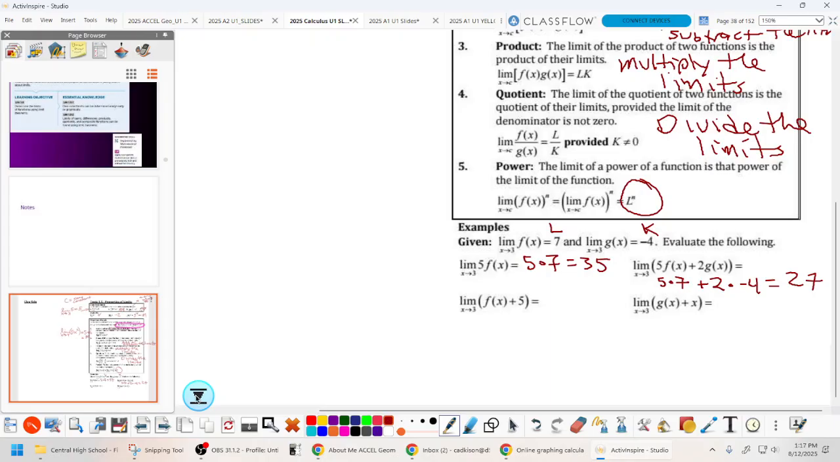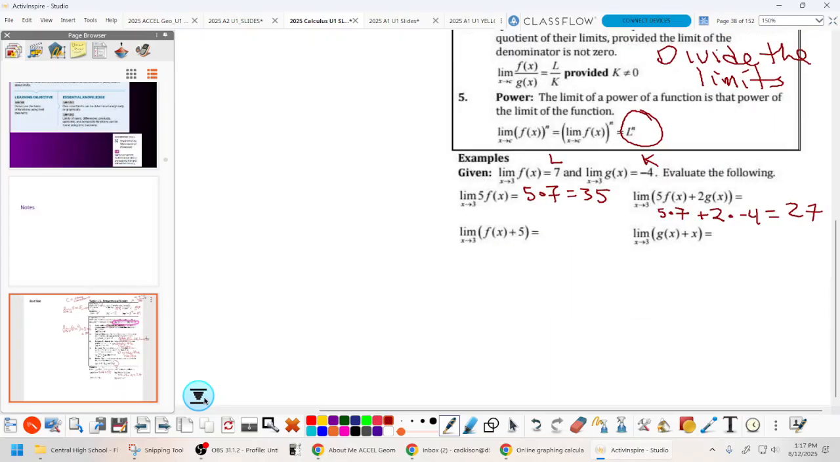Alright, next one. Which property is this one? So the limit as x approaches 3 of f is 7 plus 5, so 12. And if you think about ignoring f, what is the limit as x approaches 3 of 5? 5. It's just 5, right? Because you can't substitute anything.